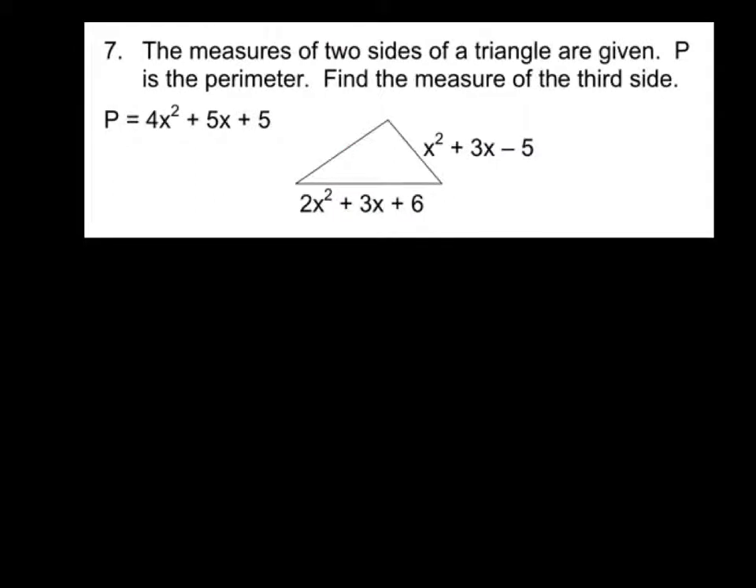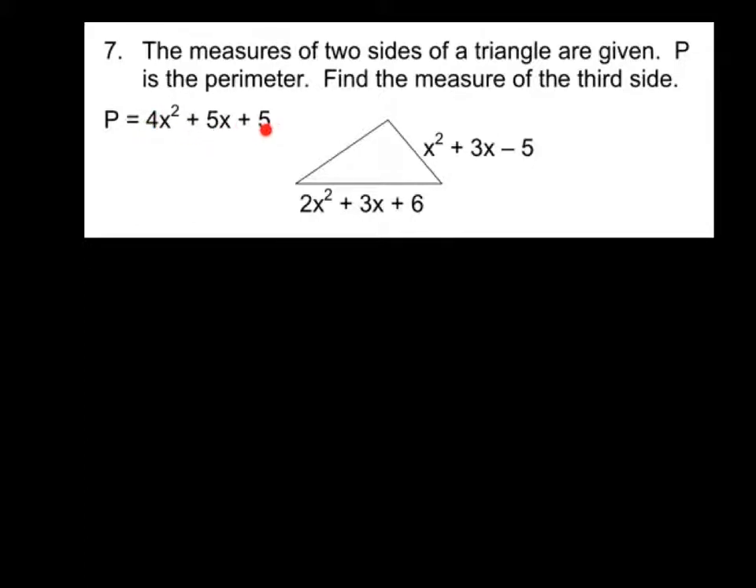So now we have an application problem here. They have given us the measures of two sides of a triangle. Notice I have a triangle here, and this side is labeled and this side is labeled. They're telling me that P is my perimeter. They want us to find the measure of the third side. So when you first look at this problem, you might be overwhelmed by all the pieces, but you need to think about how you would solve this problem if there were just numbers.